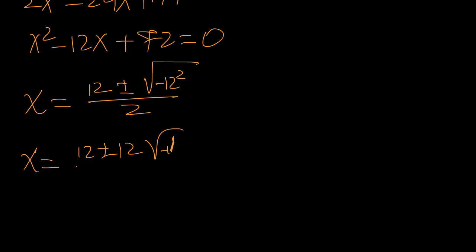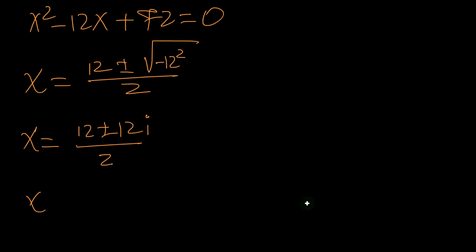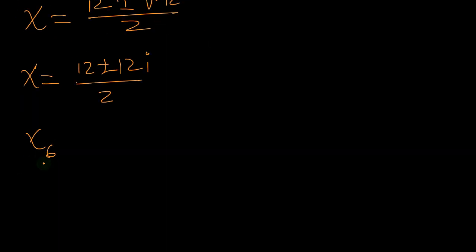Simplifying this, we have that this is i divided by 2. So our x6 is equal to 6 plus 6i, and then x7 is 6 minus 6i.